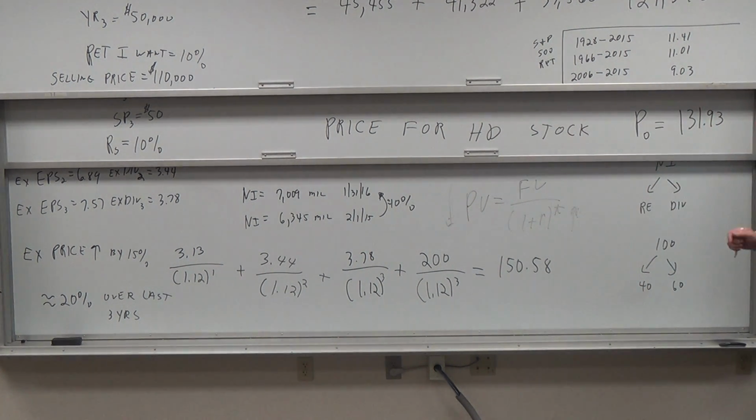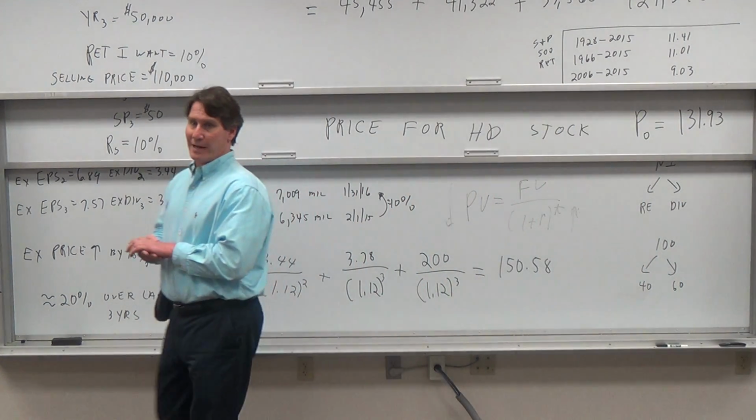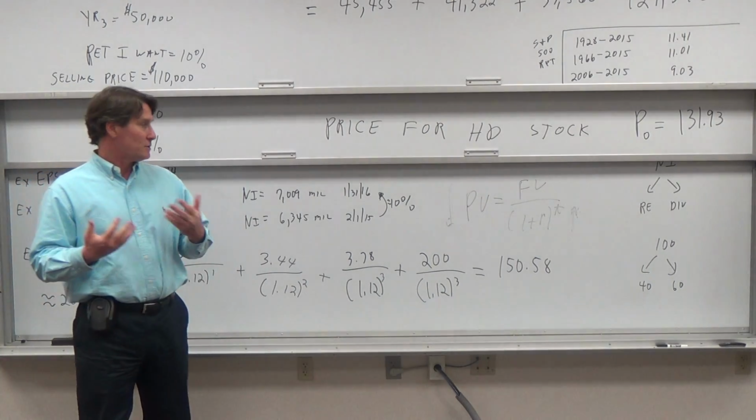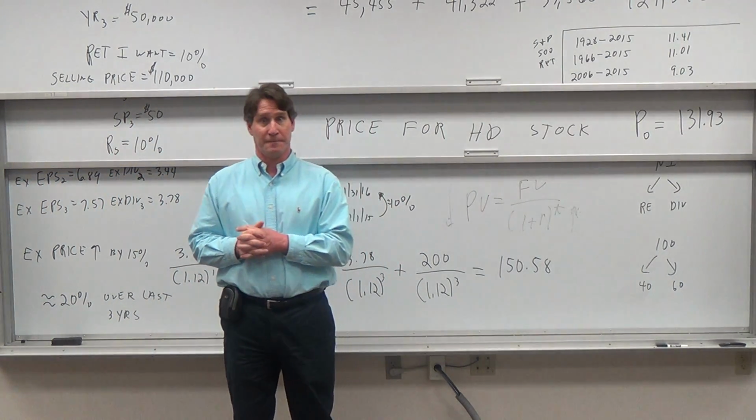Okay? So that's how we price a share of stock. This is going to be the first way of doing it, just discounting back the cash flows. And then we'll talk about the constant growth model. I'll show you the constant growth model in a minute.